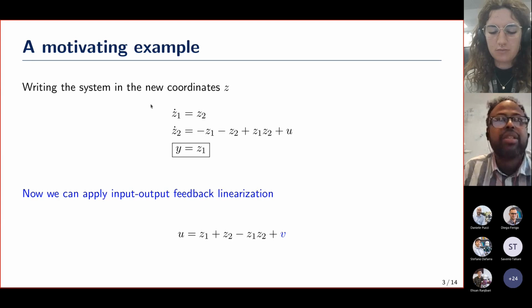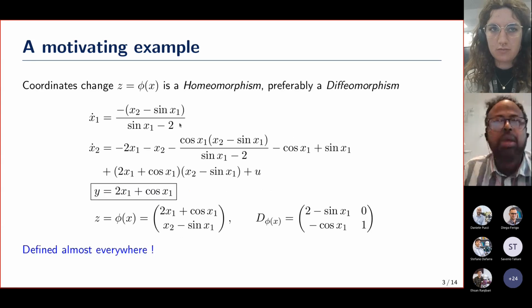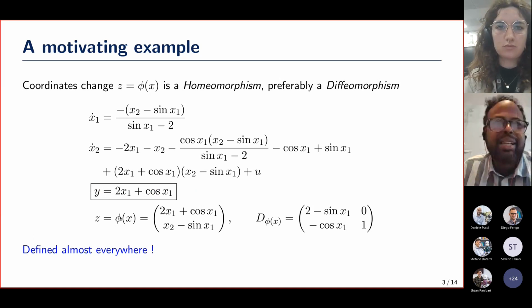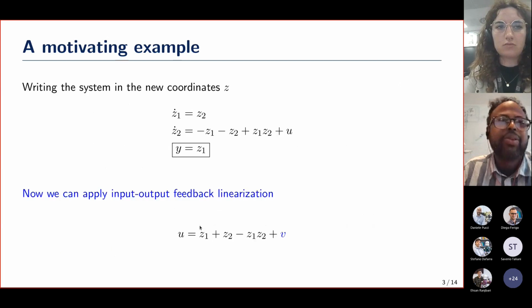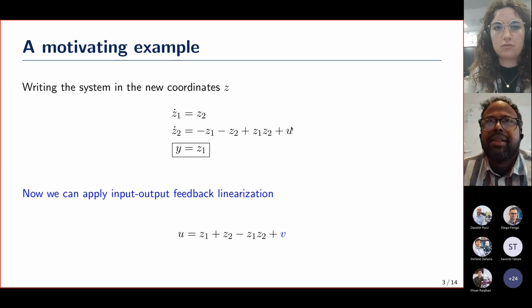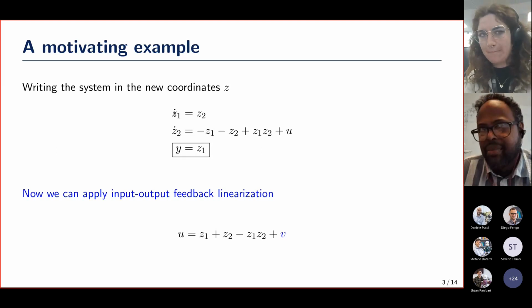Let's write the derivative of this new coordinate. If we write Z1 dot, which is actually y dot, which is actually the second component of our new coordinates, so it's Z2. And if we write Z2 dot, we end up with this very simple expression in terms of the Z coordinates. And now our system in these new coordinates takes this very simple form that is very nice and easy to handle, no? And of course, by our choice, the output is itself Z1.